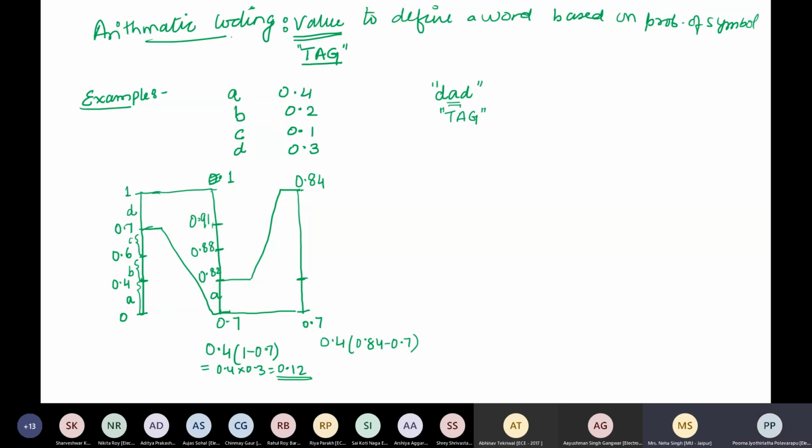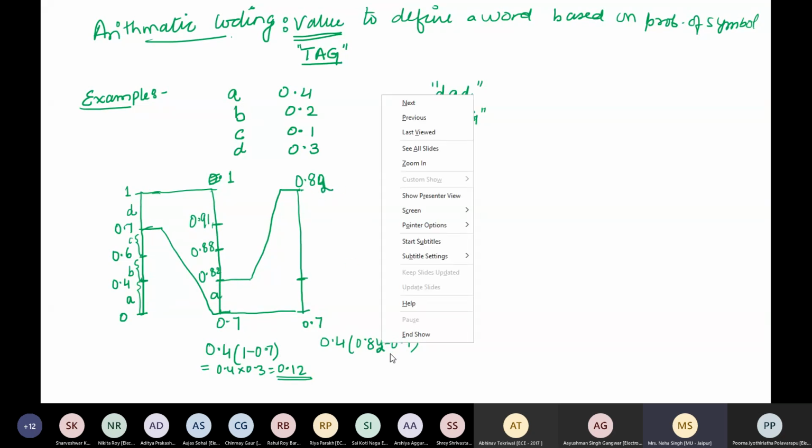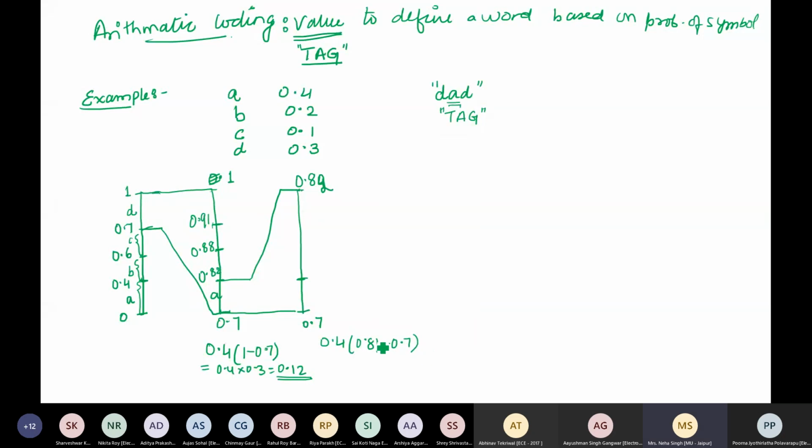Ma'am, why is it 0.84? Shouldn't it be 0.82? This should be 0.82 because I'm spreading this range. So the difference is 0.12 into 0.4, so this is 0.048. So I should add 0.048 to 0.7.